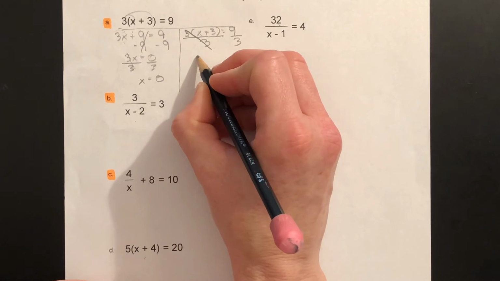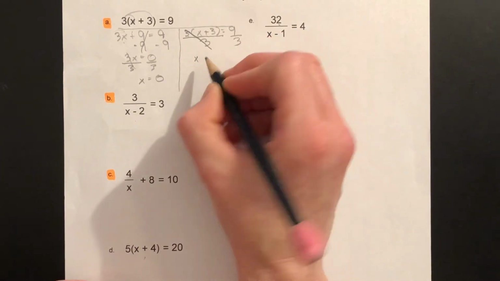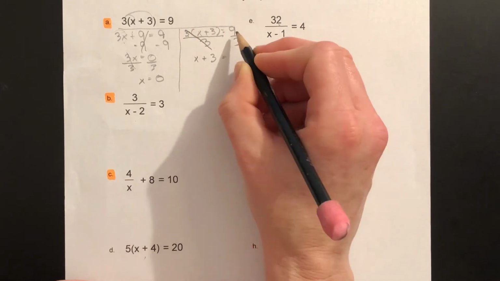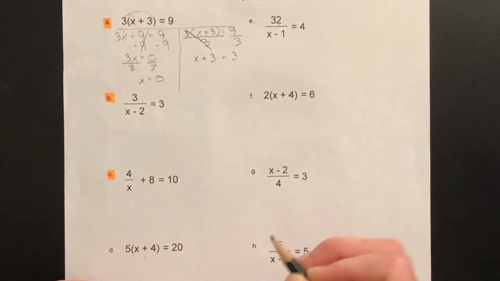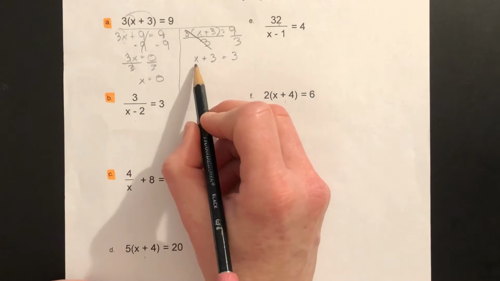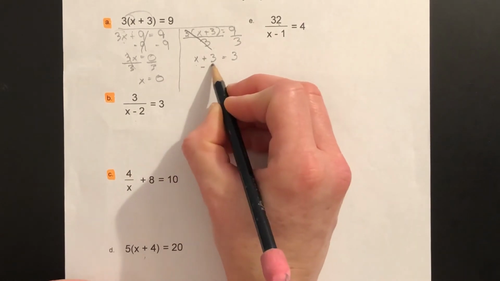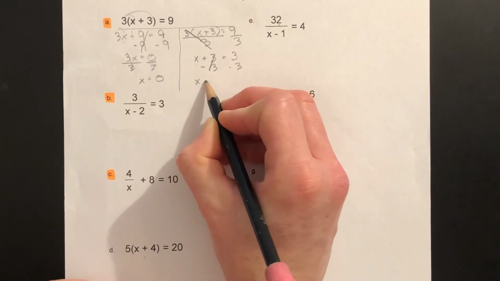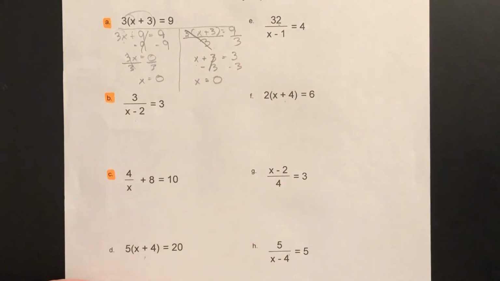Now I have x plus 3 equals 3. To get x by itself, I subtract 3 from both sides. X equals 0. What do you know?